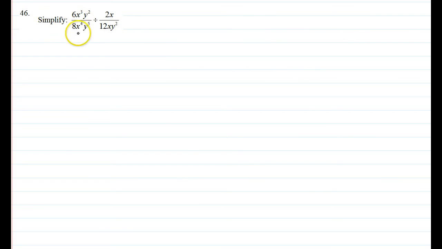Alright, so we're going to simplify. What I like to do is reduce this first. I'm going to have the 6 and 8, and the 6 and 8 are going to reduce to a 3 over 4. Now you look at the x's. Where do you have more x's, on top or on bottom? Since you have them on top, that's where your answer is going to go, and now you just subtract. 4 minus 3 gives me 1. Where do you have more y's, on top or bottom? I have more y's on the bottom, and now you subtract. 5 minus 2 gives me 3.